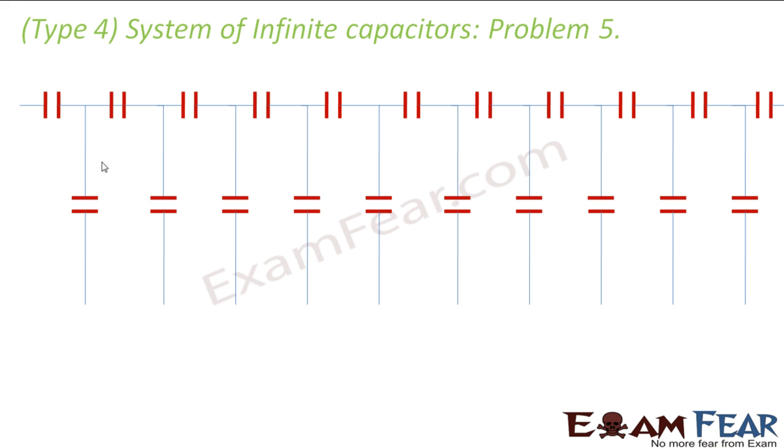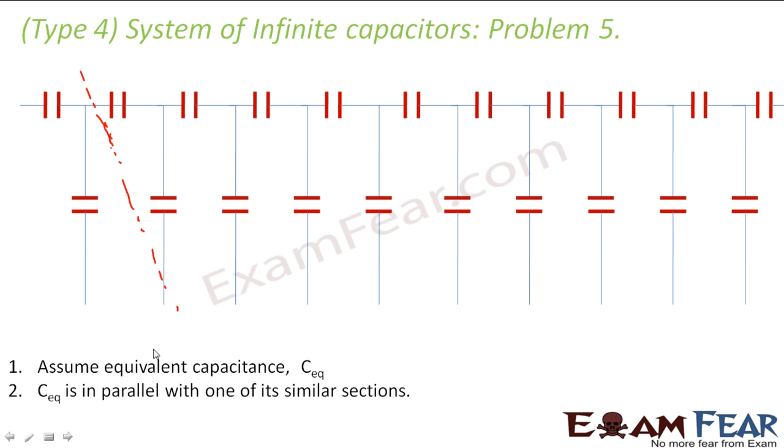In this case, one important observation is that the pattern of the arrangement of the capacitors remains the same. So if you look at it, this portion gets repeated over and again, infinite number of times. So these two capacitors are arranged and that is how the pattern keeps repeating itself. So what approach do we follow here? In this case, we assume some value of equivalent capacitance. For example, here I have assumed that Ceq is the equivalent capacitance of this entire circuit.